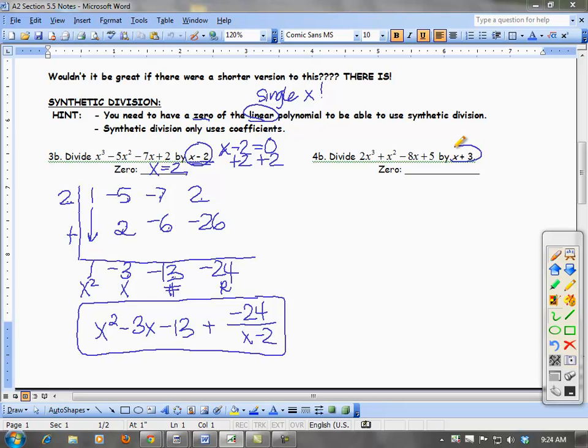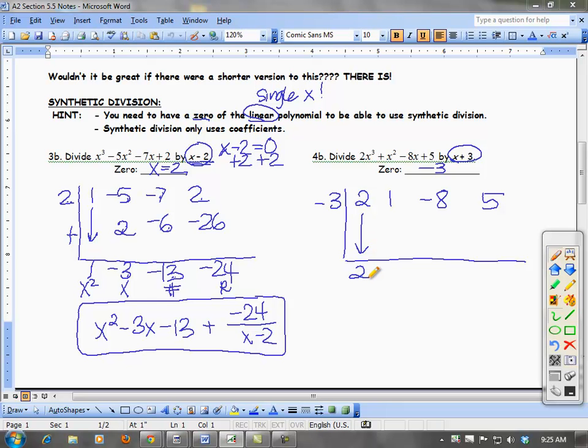My 0 of my polynomial is a negative 3, since it's the opposite of what's there. So the negative 3 goes outside of my box, and the coefficients go inside. So I have a 2 for the x cubed, I have a 1 for the x squared, I have a negative 8 for the x, and I have a positive 5 for the constant. Okay, so we walk through this again.